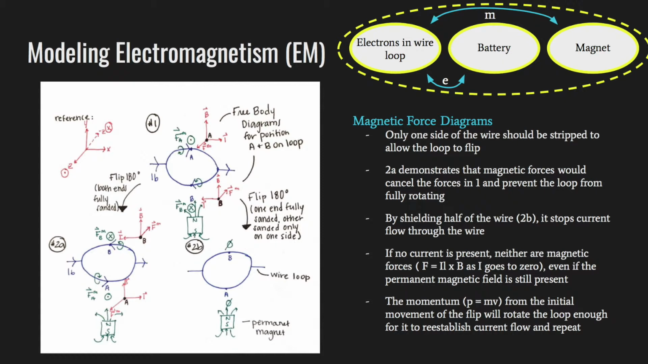If we shield the wire from current flow for half of the rotation, the momentum from the first half of the flip will allow it to complete the flip and re-establish current flow.